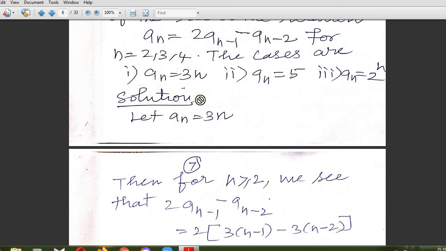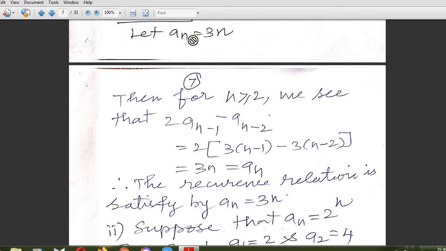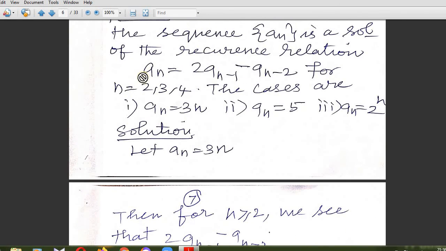So in this particular formula, this a_n satisfies the condition, because if you substitute this value in this equation, at last we have a_n equals 3n. That's what we see here. So a_n equals 3n comes when we substitute this value in this recurrence equation. Therefore, this satisfies the recurrence equation. Therefore, this is a solution for the recurrence relation a_n equals 2a_{n-1} minus a_{n-2}.